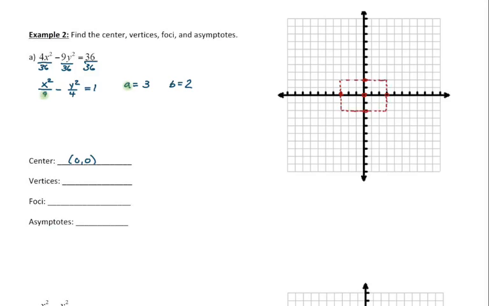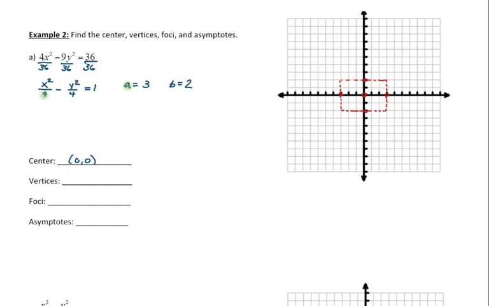I'm going to go 3 units to the right and left of center, and the reason why I'm going to go 3 units left and right is because a is underneath my x variable, so that tells me I'm going to count 3 units right and left. And then I'm going to go 2 units up and down of center, and that comes from my y variable, and so I'd count that in the y direction. And then I'm going to draw my box here. So here's my reference to what this hyperbola is going to look like.